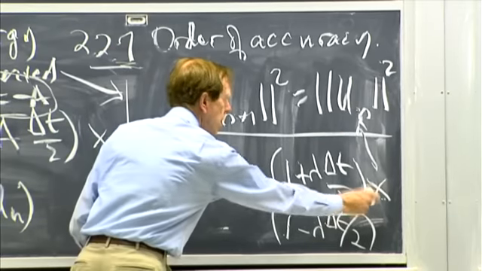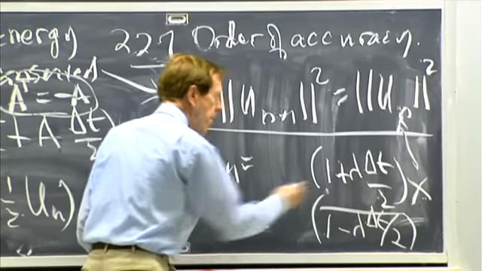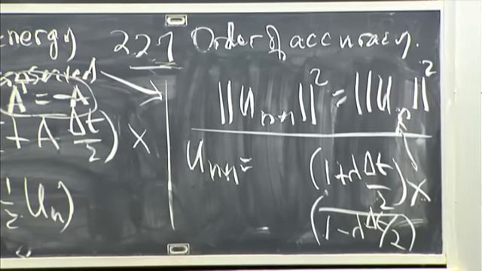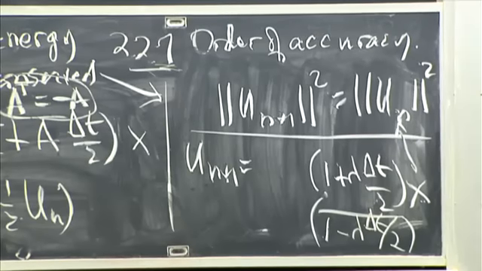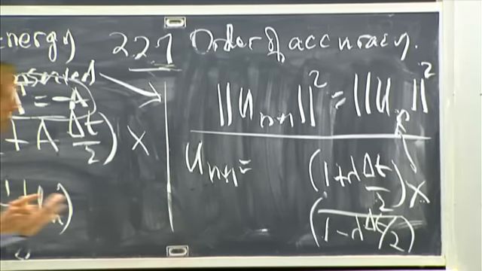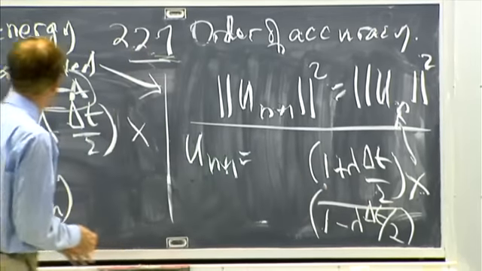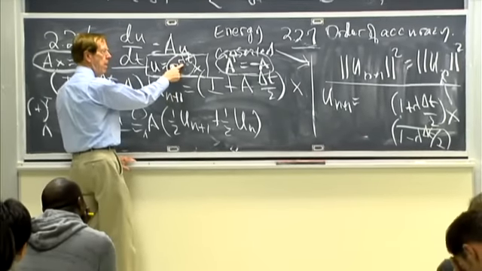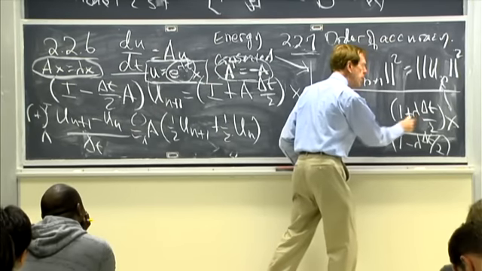So I started with a un. I multiplied by this number to get un plus 1. When do they have the same length? When that number has absolute value 1. So if I'm watching eigenvectors, this guy had absolute value 1 because lambda was imaginary. Now, what about this guy? Lambda's still that same lambda, imaginary.